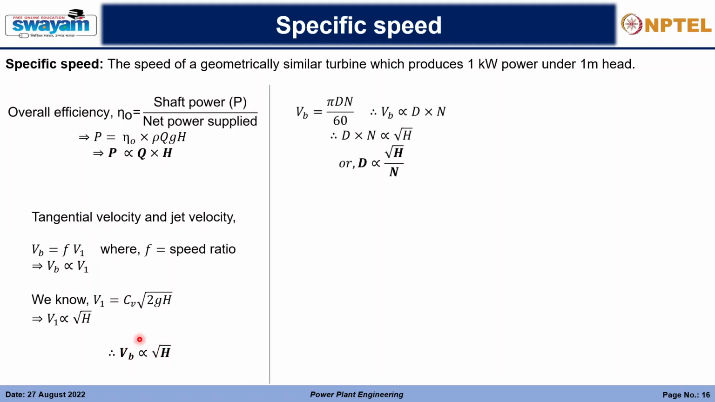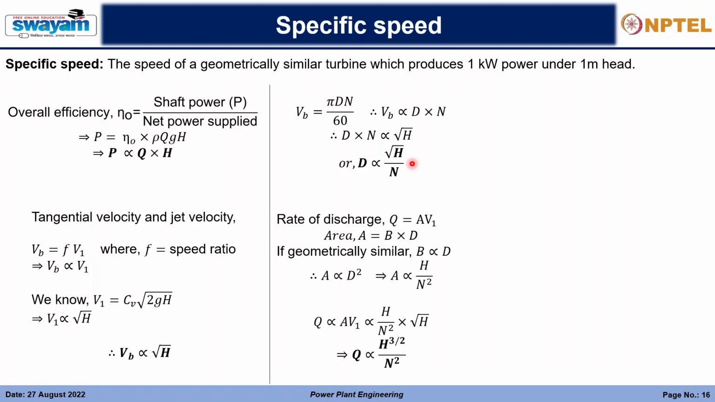Now we know the blade velocity is directly proportional to root over H, but how is it related to the diameter and the speed? It is related by this particular formula, that it is directly proportional to the product of diameter and speed. Hence the product of diameter and speed is proportional to root over H, that is, D into N. So this is also legit. Then by this formula D is directly proportional to root over H by N. Okay, so diameter we know now in terms of head and speed, so that is good. We have eliminated the diameter at least.